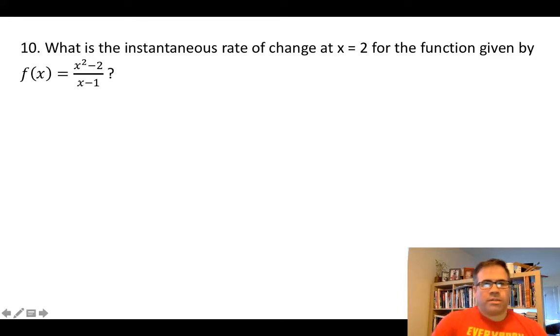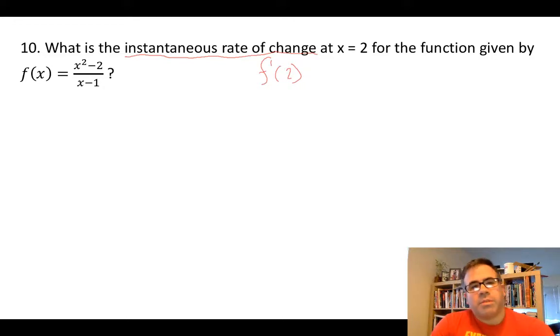We're going to start off with an instantaneous rate of change problem. What is the instantaneous rate of change at x equals 2 for the function given by f of x equals x squared minus 2 over x minus 1? Just to remind, instantaneous rate of change means we're looking for the derivative. So we're looking for f prime when x equals 2.